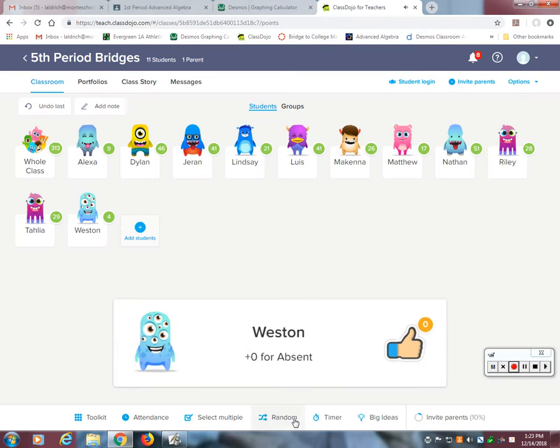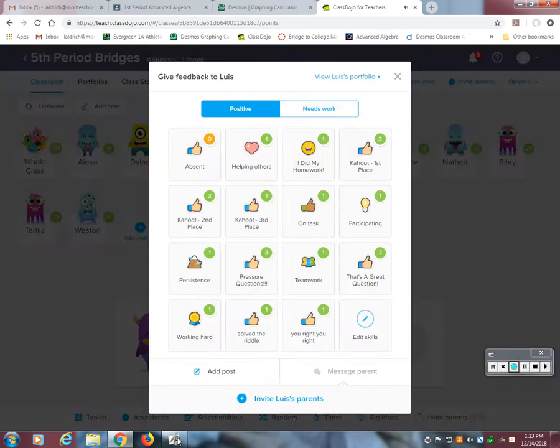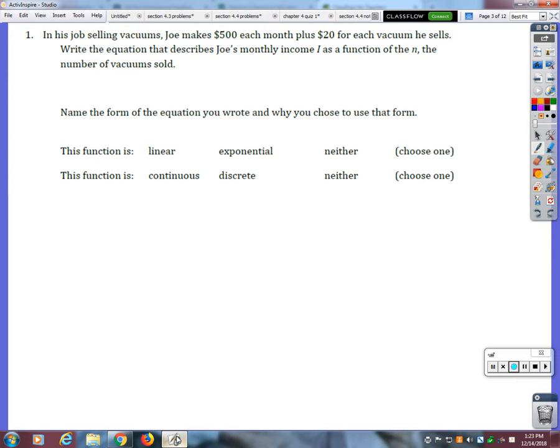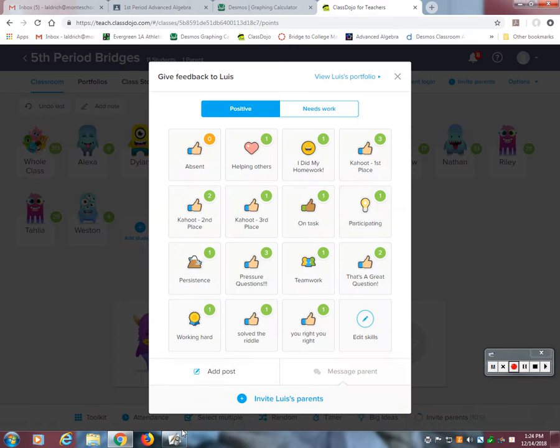So first of all, let's get the equation. Luis, what did you come up with for the equation? How much does he get for each vacuum? 20. So it'd be 20n. Okay? So his income is that he starts out with guaranteed $500 for the month, and then he gets $20 for each vacuum that he sells after that. So I equals 500 plus 20 times n.